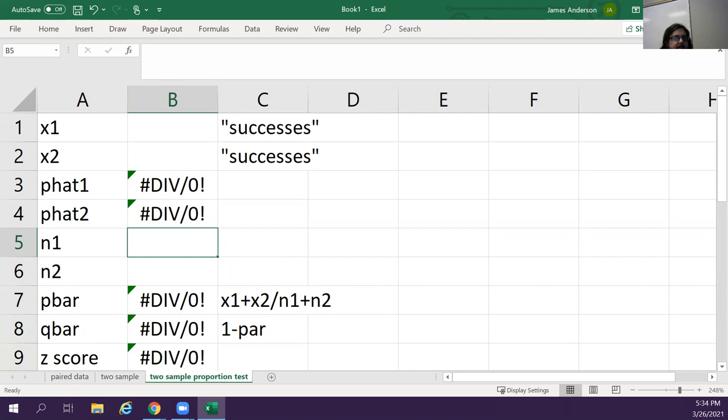So in this one, I have a study of treatments for very painful cluster headaches.